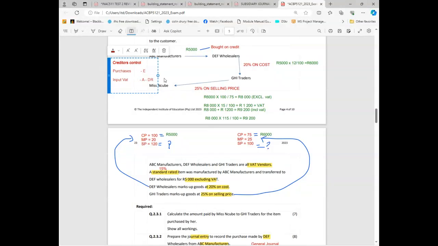Okay, we can carry on. Expenses will be debited. And then creditors control is a liability, and it will be credited.